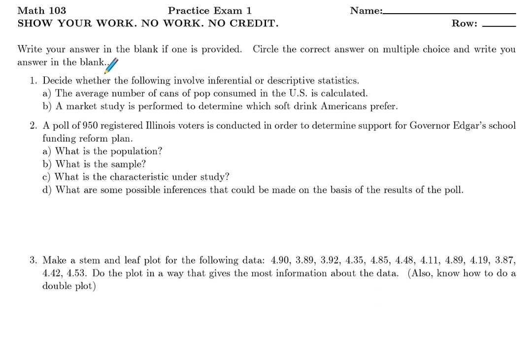So first off, we are just trying to label inferential or descriptive statistics. So we're looking for keywords here. First, the average number of cans of pop consumed in the U.S. is calculated. So the keyword there is calculated. It doesn't say that we're doing anything with the calculation, drawing a conclusion or anything like that. So this is going to be descriptive.